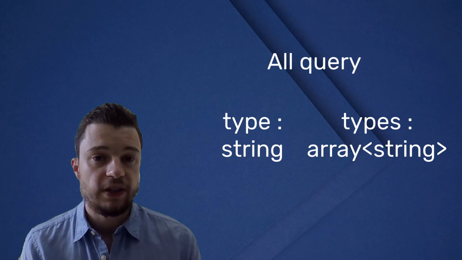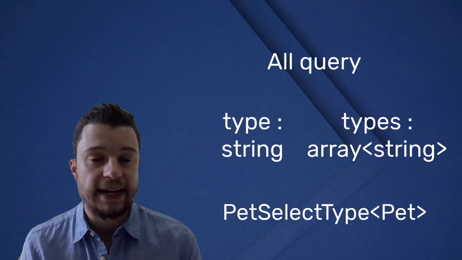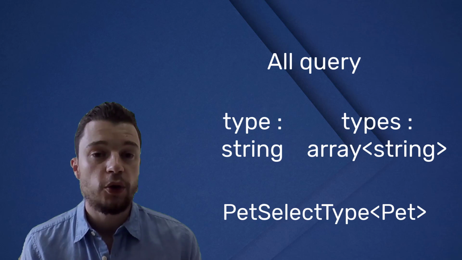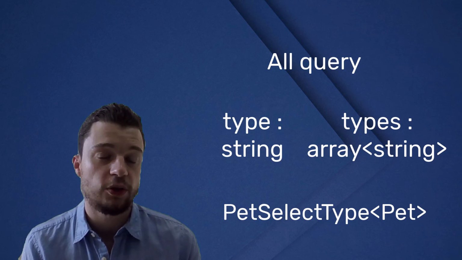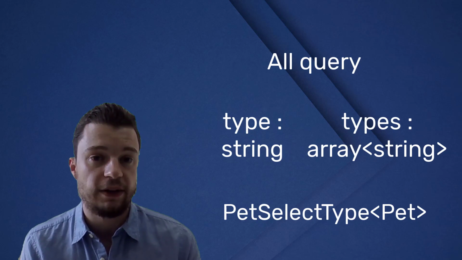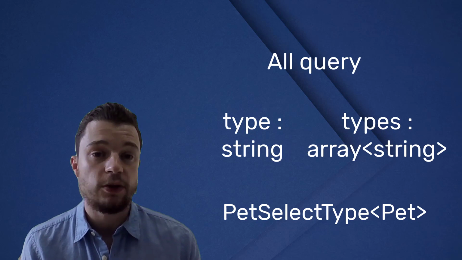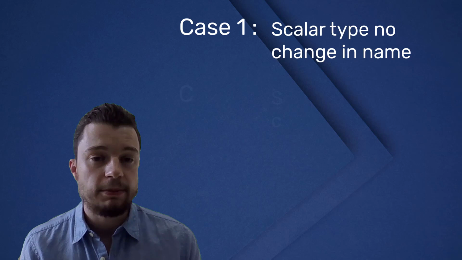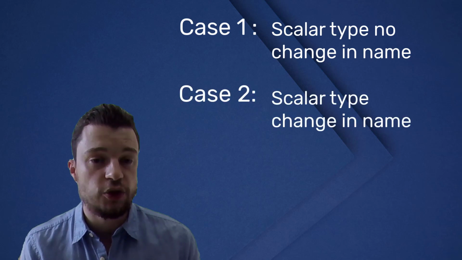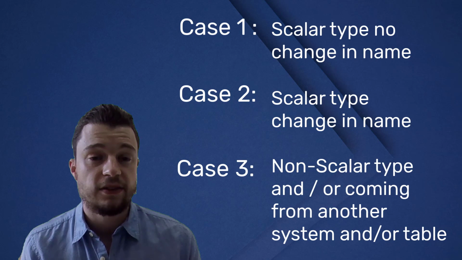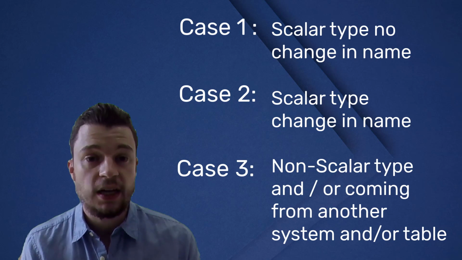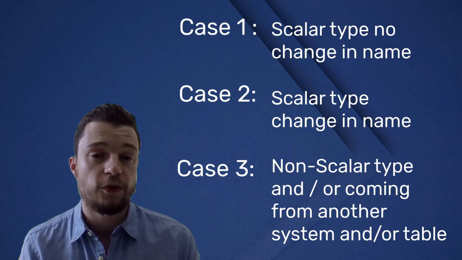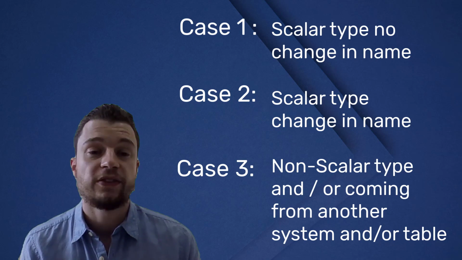The next thing was that we implemented the attributes in the select type. So there was a pet select type. That pet select type told GraphQL, or told the client application, what they could query for. Those types then were resolved into the POCO and where to take them from. And remember, we had 3 different cases. Case 1 was that there are scalar types which don't need a name change. Case 2 was that there are scalar types which do need a change of name. And then case 3 was that the data is coming either from another system or a table, or it's a non-scalar type.